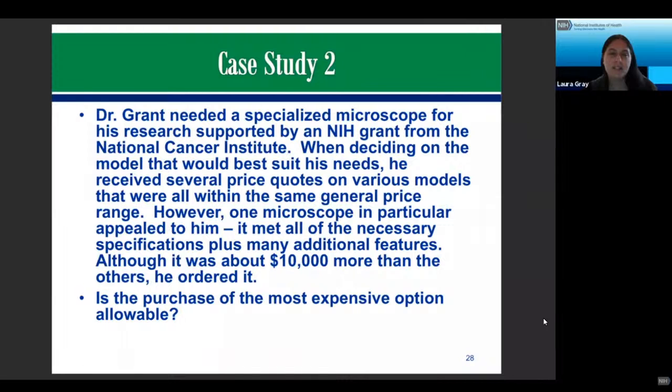It met all the necessary specifications, plus many additional features. Although it was $10,000 more than the others, he ordered it. Is the purchase for the most expensive option allowable? We're going to go to the poll and test your knowledge there.